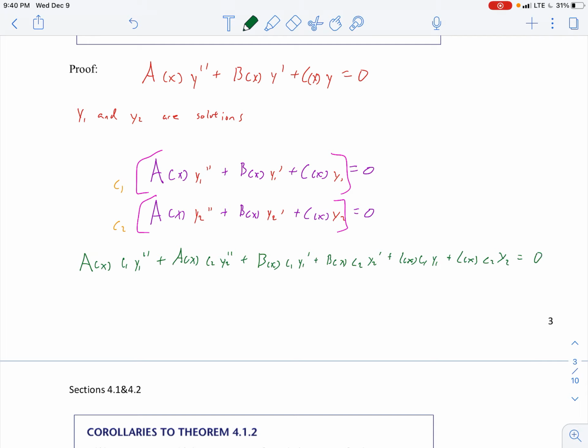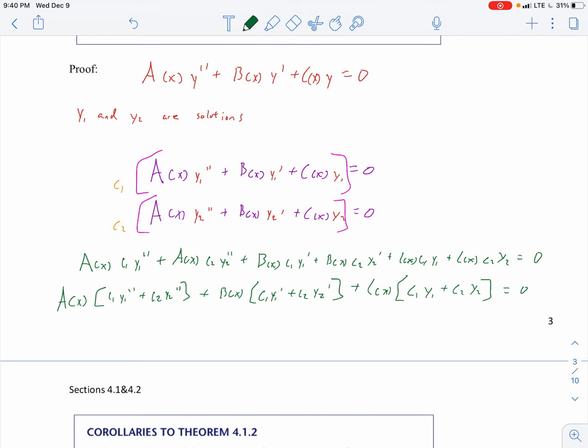Now what we can do is pull out our a of x, and we're going to be left with c sub 1 y sub 1 double prime plus c sub 2 y sub 2 double prime, plus b of x times c sub 1 y sub 1 prime plus c sub 2 y sub 2 prime, plus c of x times c sub 1 y sub 1 plus c sub 2 y sub 2 equals 0.